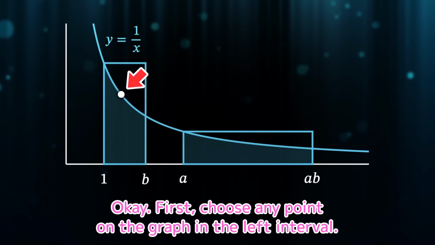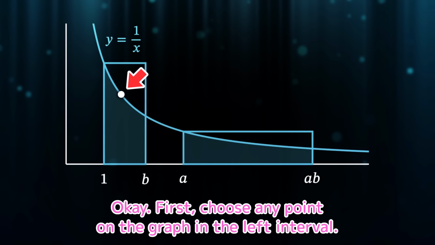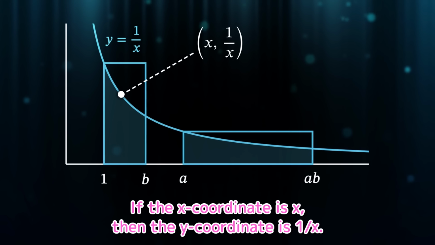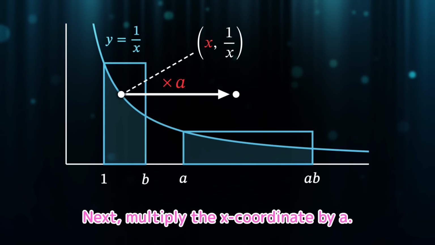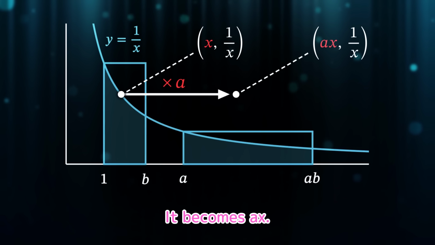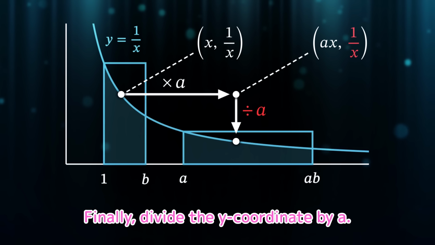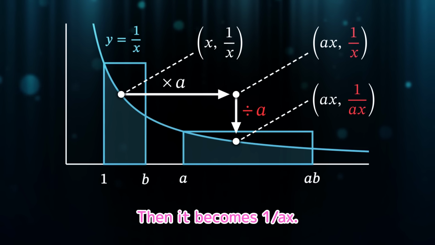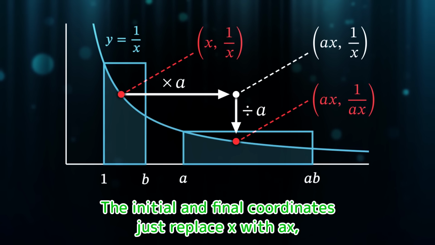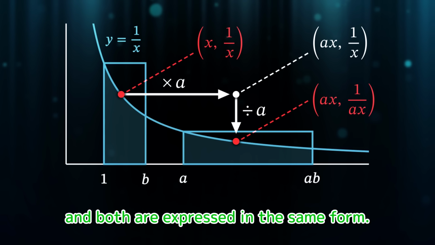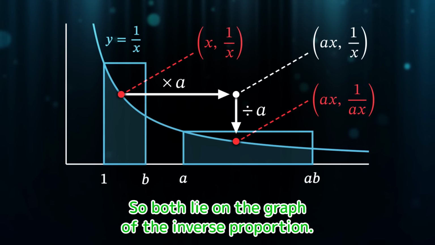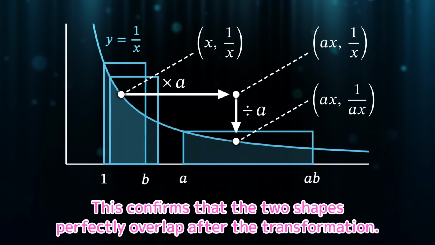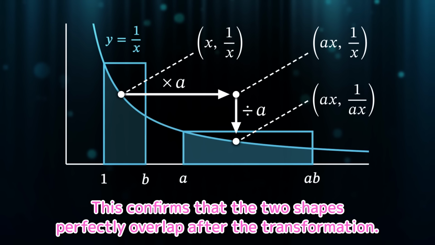Okay. First, choose any point on the graph in the left interval. If the x-coordinate is x, then the y-coordinate is 1 over x. Next, multiply the x-coordinate by a. It becomes ax. Finally, divide the y-coordinate by a. Then it becomes 1 over ax. Oh, I see. The initial and final coordinates just replace x with ax, and both are expressed in the same form. So both lie on the graph of the inverse proportion. This confirms that the two shapes perfectly overlap after the transformation.